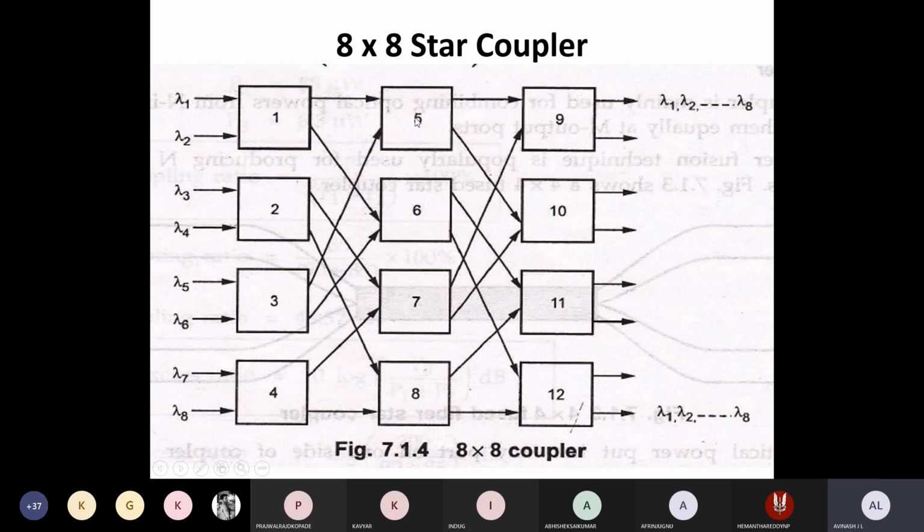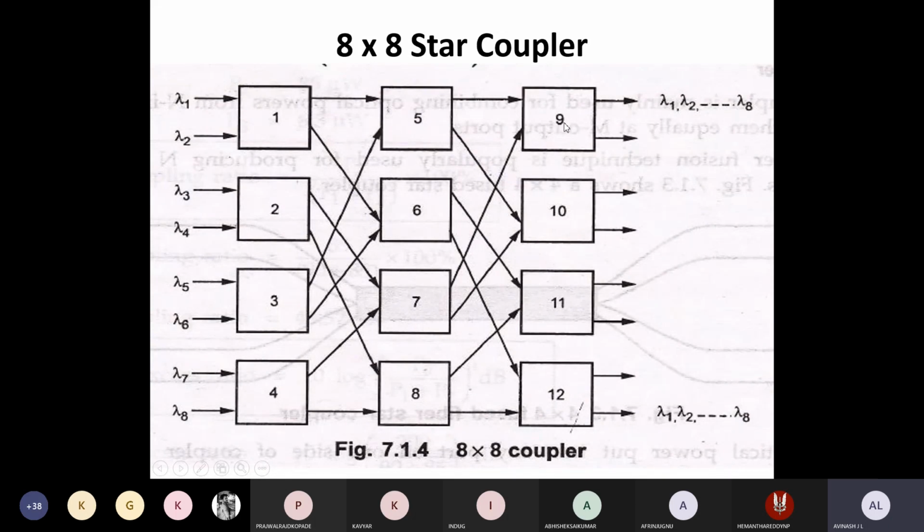Similarly for the 5, another thing is also coming. What is that? Lambda 5, lambda 6 is also coming. You can see that from the 3 there is a connection to 5. So lambda 5, lambda 6 is also coming. So after the output of the 5, lambda 1, lambda 2, lambda 5, lambda 6 is coming. Is it clear? So now lambda 1, 2, 5, 6 is being given to the coupler 9.